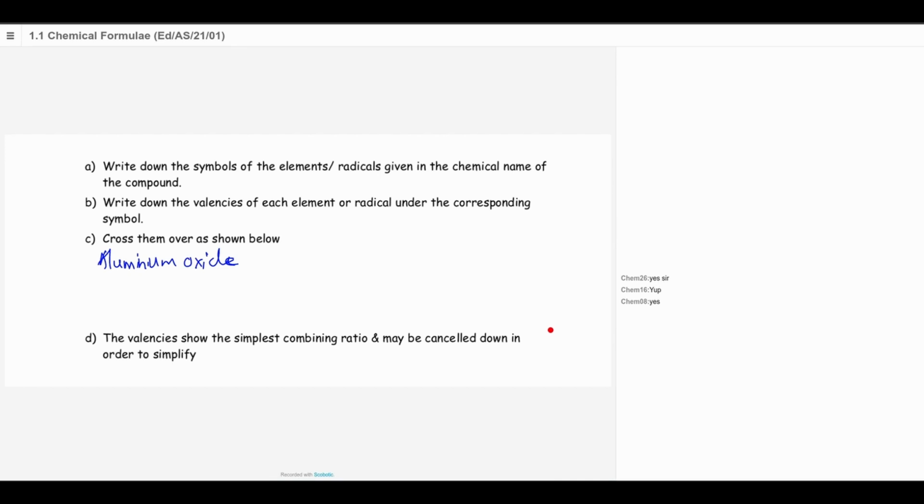So I need to make sure this foundation chapter is done properly, because I don't know how many of you know the difference between ate and ide. Why do we say aluminium oxide? Why don't we say aluminium oxygen, right? All these minute details you need to know, right?